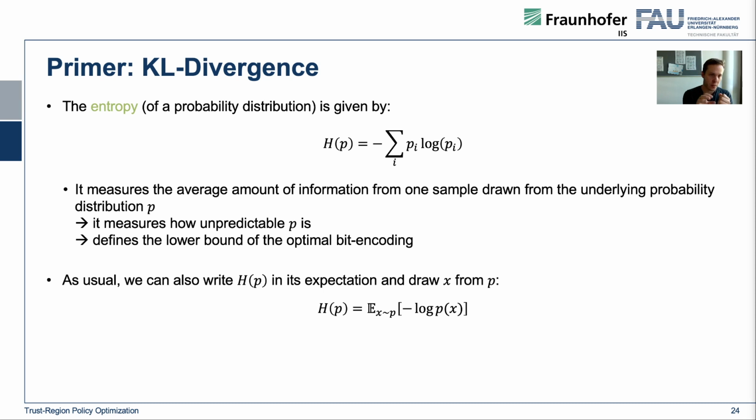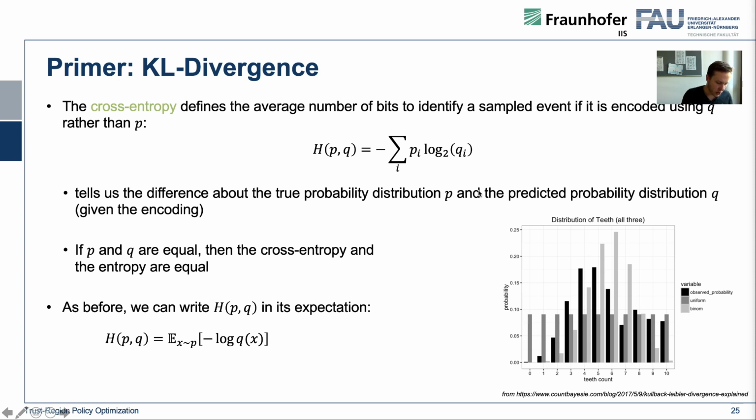Also stemming from this intuition, it defines the lower bound to your optimal bit encoding, which many of you might have heard in basic computer science classes before. You can also write the entropy of your distribution as an expectation, where you draw a certain sample x from P. And if you just reformulate it, you come up with a sum over here.